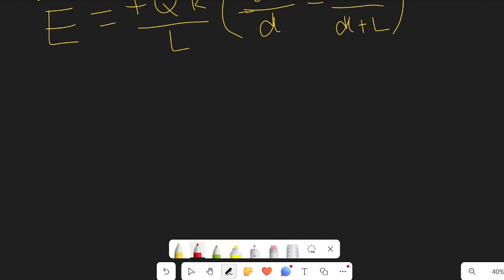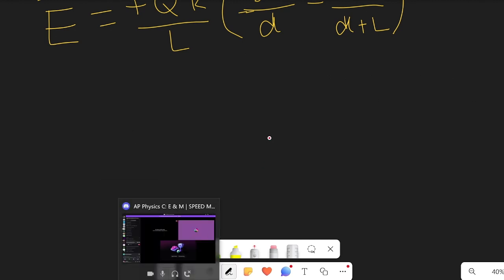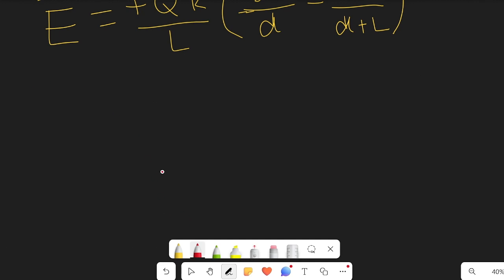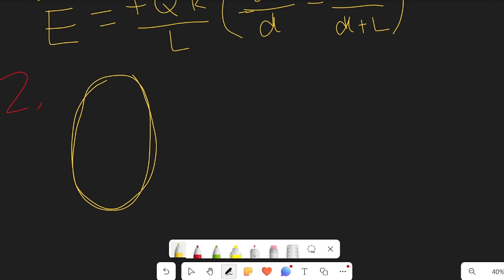For the second problem, let's say we have a ring like this, a ring of charge plus Q. We'll define an axis right here, so there'll be an axis coming out of this. And remember, this is a ring, so there's nothing in between.